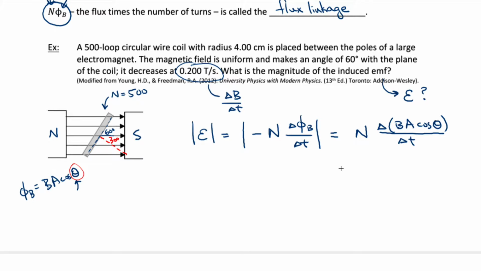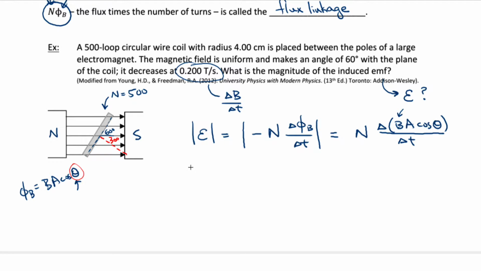Now let's think about which of these is changing. The area of the coil in the magnetic field is not changing, neither is the angle changing. What's changing is the magnetic field strength itself. This is a bit of an unusual problem. Usually we won't see the magnetic field strength itself changing. We'll often be changing the angle. That's what happens in the generators that deliver power to our house.